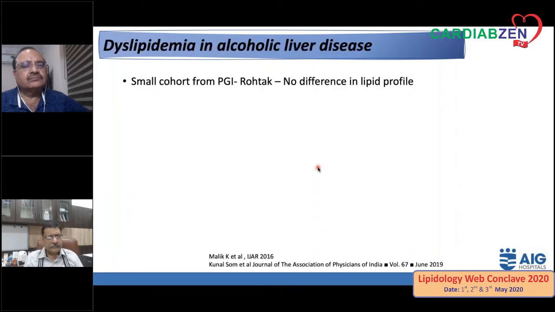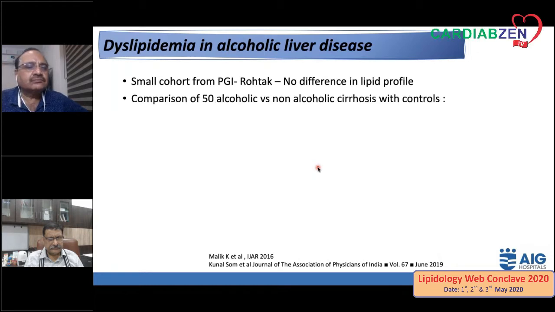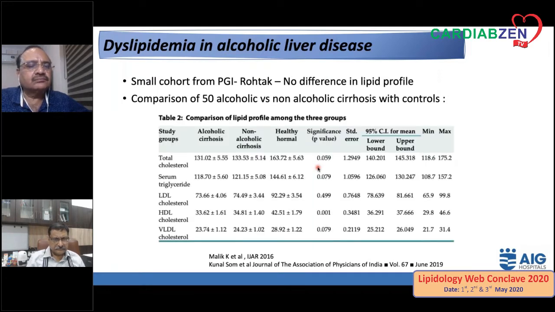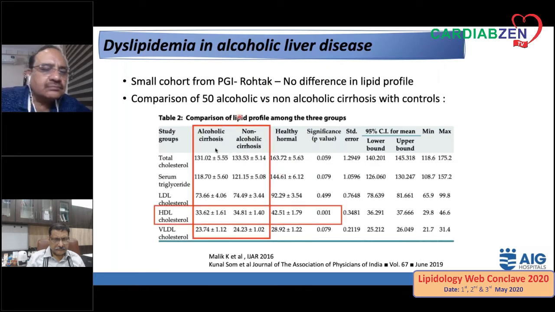If I talk specifically of the lipid abnormalities in blood, there are very few studies. There was a study from PGI Rohtak which showed no difference. There was a comparison of around 50 alcoholic versus non-alcoholic cirrhosis patients with controls. It had three groups: alcoholic, non-alcoholic, and healthy people. When the alcoholic and non-alcoholic cirrhosis were compared, the only difference that could be noted was in the HDL values. But when compared to healthy controls or between the other parameters, there was no difference. When we compare alcohol with healthy, definitely we will get a difference, which is expected.